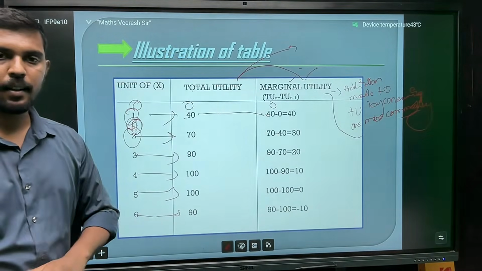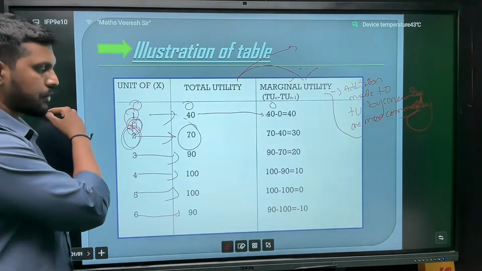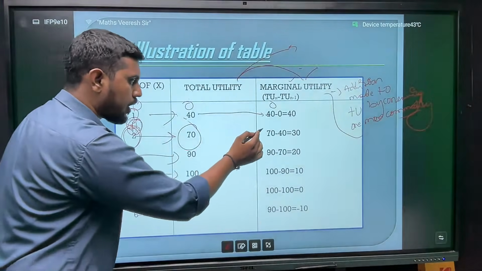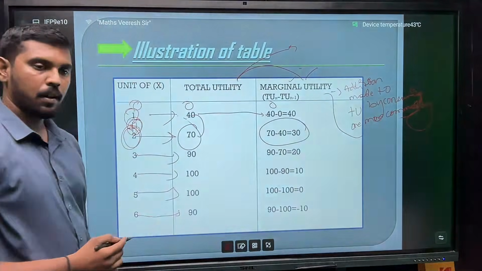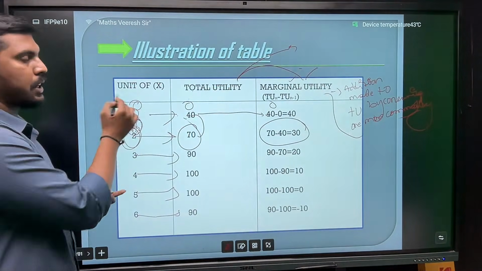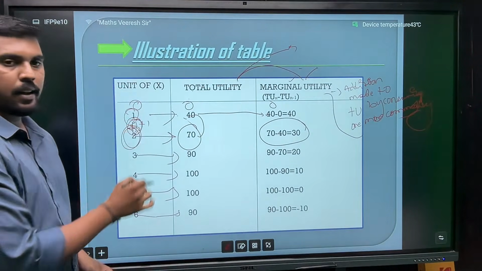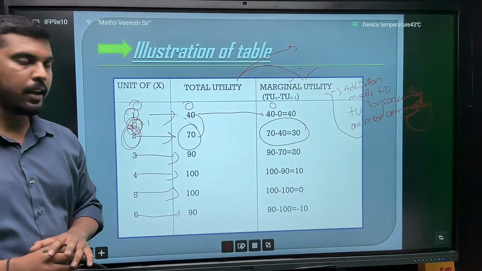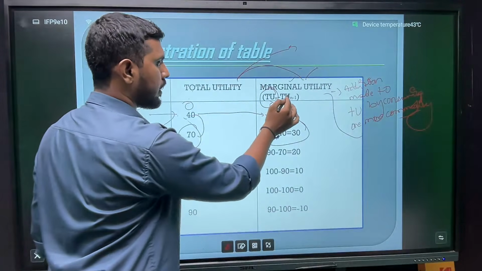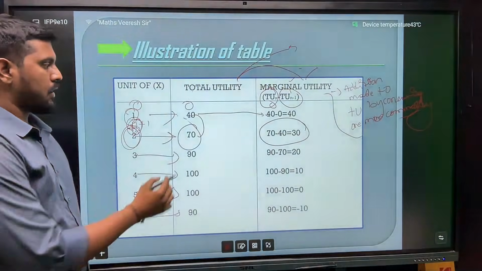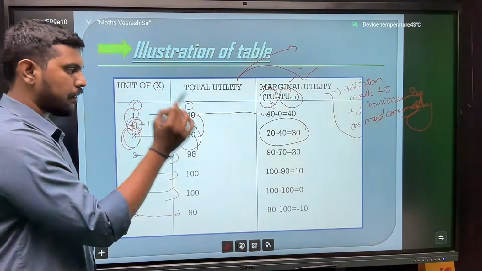Second, he got 70 utils. 70 minus 40, we got 30. What I told: addition made to the total utility by consuming one more commodity is called marginal utility. Nothing but TUn minus TUn-1. 70 minus 40 is 30. 90 minus 70 is 20.